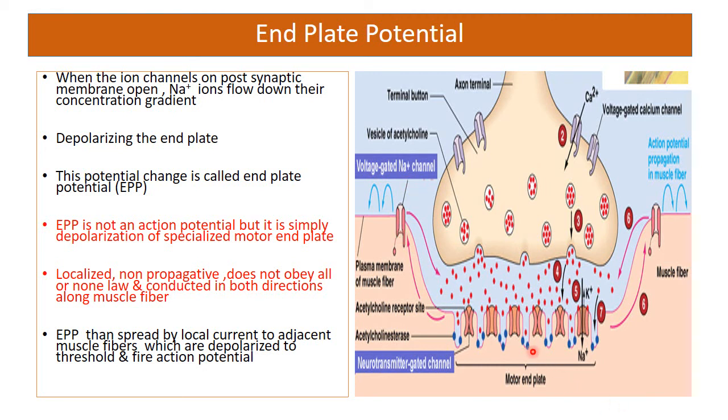While the channels for the end plate potential were the ligand gated sodium channels, or the acetylcholine gated channels, now this EPP opens the voltage gated sodium channels, and thus this EPP causes initiation of an action potential for muscle contraction.